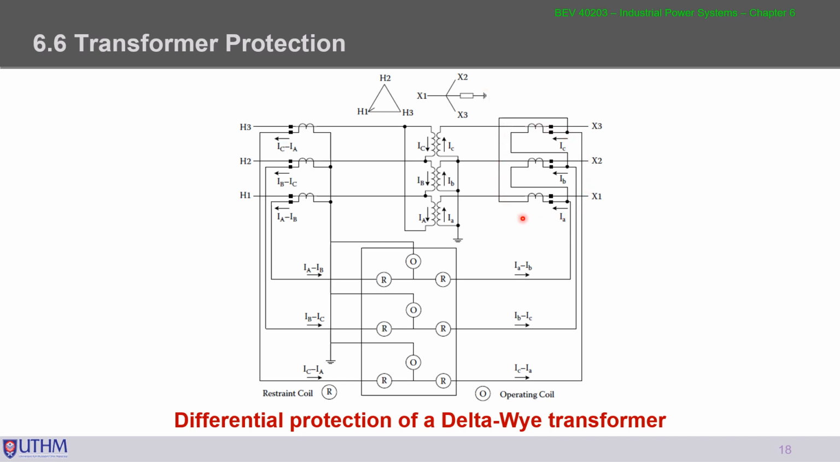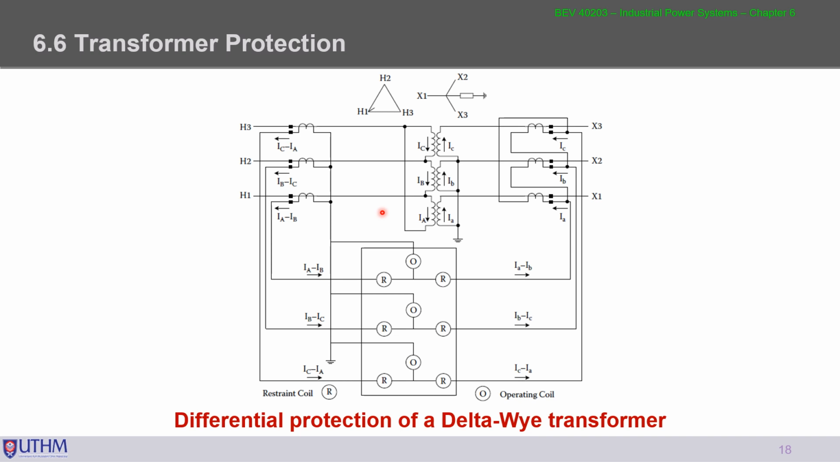This is the CT, the current transformer, for the secondary side, which is connected to delta. The connection of the CT must be opposite to the transformer winding connection. The same goes for this CT, which is connected in star connection, which is opposite to the primary side, which is delta connection.